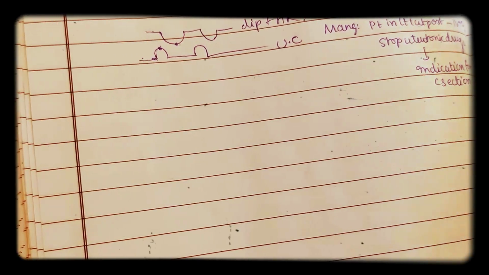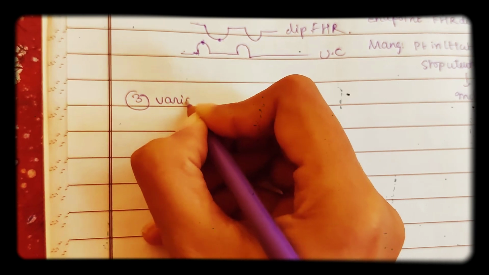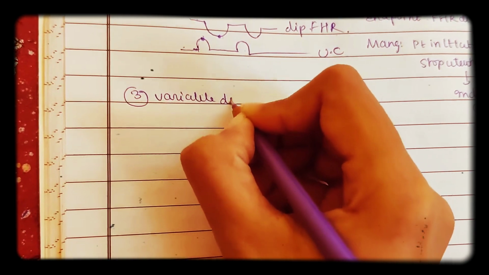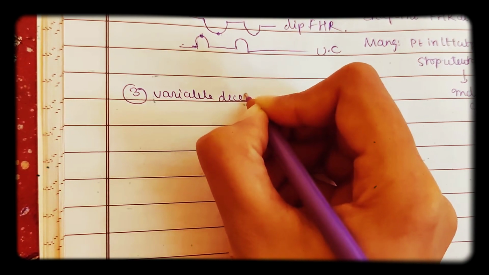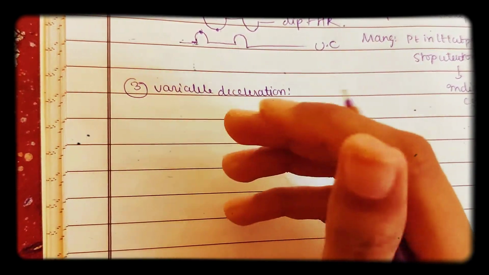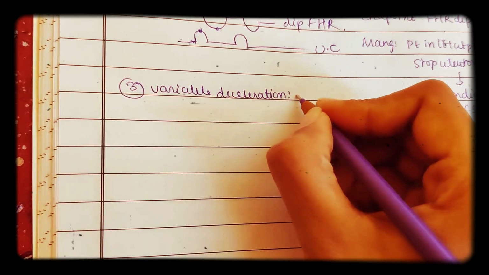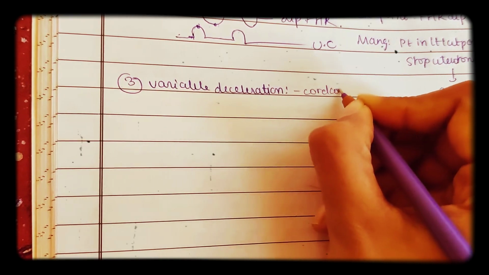Now let us start part 2 of fetal monitoring. So in part 2 let us continue with variable deceleration. So what is variable deceleration? According to the name you can see it should be variable. The fetal heart rate will be variable and it is seen mainly in the case of cord compression.